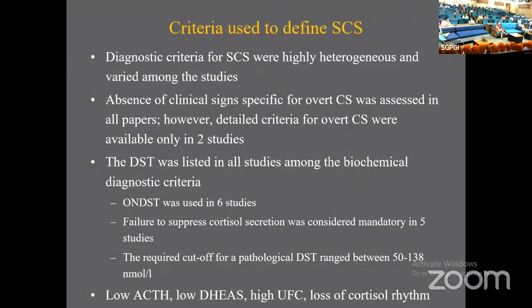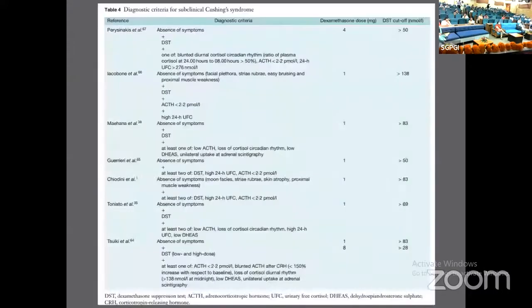This is because the diagnostic criteria are very heterogeneous and varied among the studies, and there are no specific signs for overt CS. The commonest test in these studies is the ONDST, and failure to suppress cortisol secretion is considered mandatory in the majority of them. But the cutoff point for a pathological ONDST is an issue of discussion and controversy, and it can range from 50 to 138, but I'll not dwell a lot.